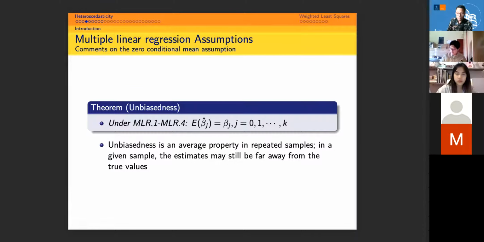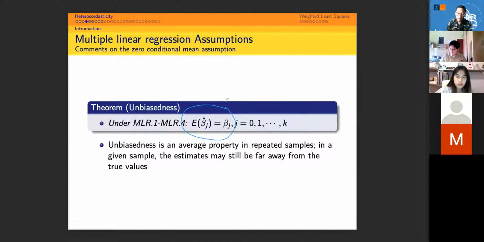Okay, so if you fulfill the first four assumptions, then your estimated coefficient will be unbiased theoretically. So what is unbiasedness? Unbiasedness is an average property in repeated samples. If you draw a random sample and estimate the model, and then theoretically draw another random sample and do that multiple times, then the average of the estimated coefficient will actually be equal to the population parameter.